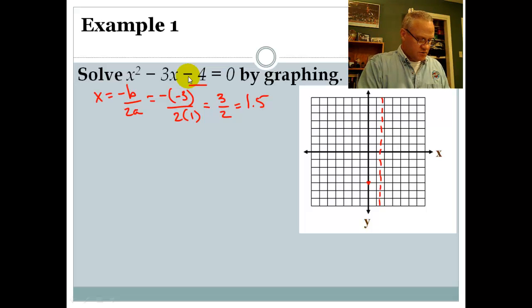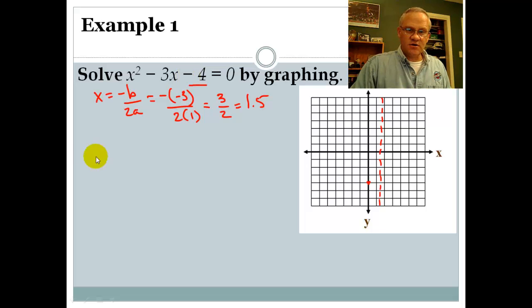Second function table, and I did something wrong. Let's try that again. Let me just start over. x squared minus 3x minus 4. And so remember, 1.5 is your vertex there, and you want to look around that.